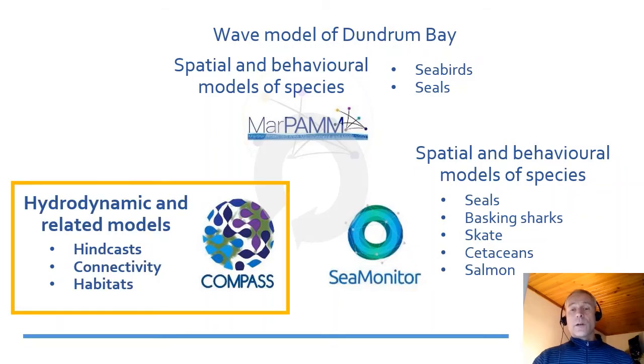Firstly, within COMPASS, the modelling is all based around two interfaced physical hydrodynamic models, and we're using those interfaced models to generate three distinct products. Firstly, hindcasts, so these are physical states of the region over a 5-year period. Secondly, a connectivity model of two particular species. And thirdly, we'll be generating data layers of hydrodynamic properties, which could be used, for instance, in habitat modelling.